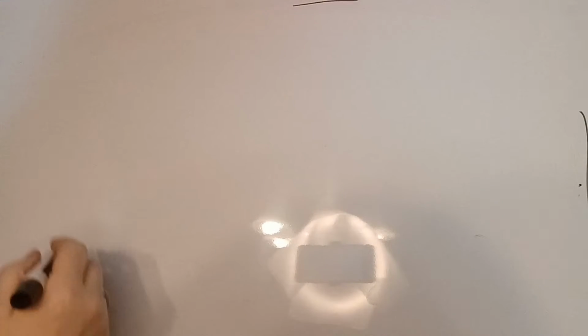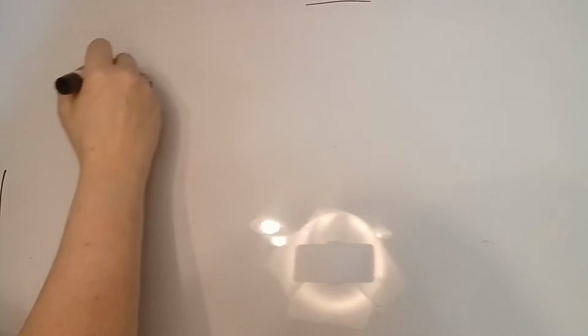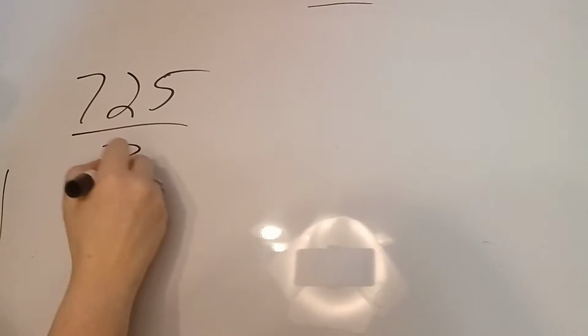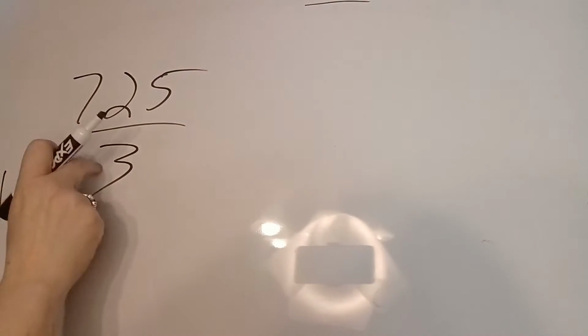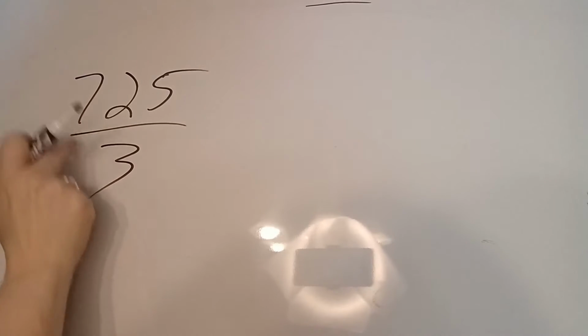So why is that a good thing? Why would we want to lay it out that way instead of the long division way? Well, first off, it's easier to see, okay? And second, if you guess wrong, if you guess too low, it doesn't matter. For example, let's take 725 divided by 3. I'm going to pretend that we don't see that there's 2 3's in here.